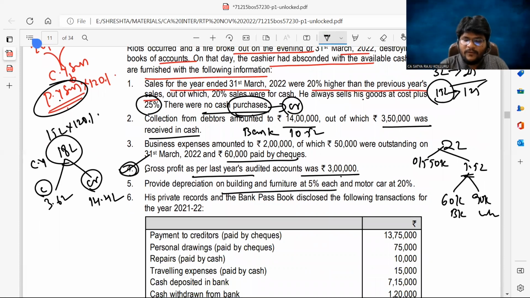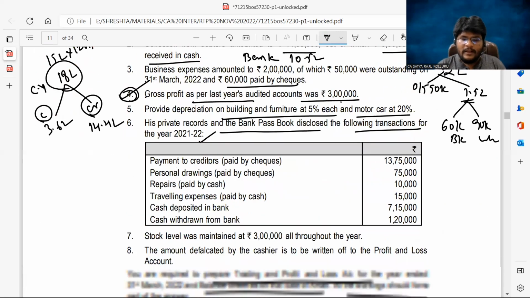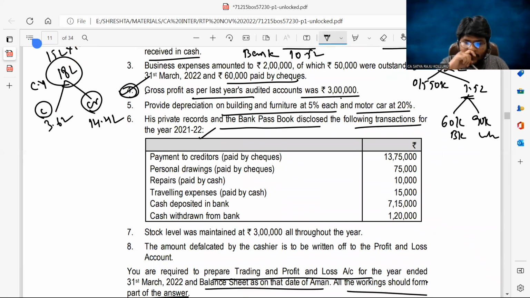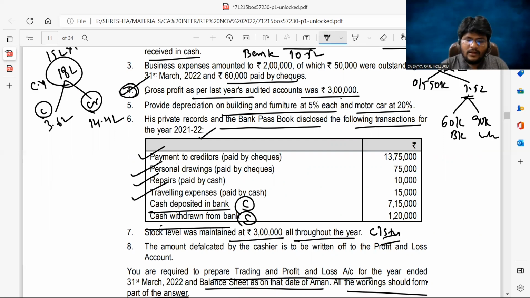Provide depreciation on building and furniture at 5% each and motor car at 2%. His private records and bank passbook disclosed the following transactions for the year. Payment to creditors, no need to tell paid by check like that because these all are only bank passbook transactions. Payment to creditors, personal drawings, repairs, traveling expenses, cash deposited into the bank, contra, cash withdrawn from the bank, which is also contra. Stock level was maintained at 3 lakhs all throughout the year. You can consider it as a closing stock. The amount defalcated by the cashier is to be written off to the profit and loss account.